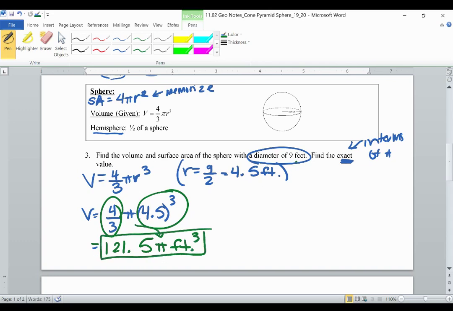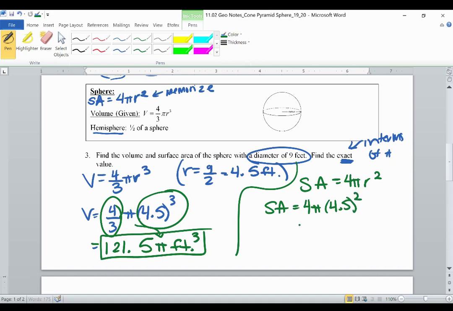And then we were asked for surface area. So that's going to be our formula. This one we do have to memorize, 4 pi r squared. We already found our radius, so really at this point it's just substituting in. Hardest part here is knowing your formula. Type it in your calculator. Again, we want it in terms of pi, so you're going to do 4 times 4.5 squared, which will give us 81 pi, and that'll be feet squared.